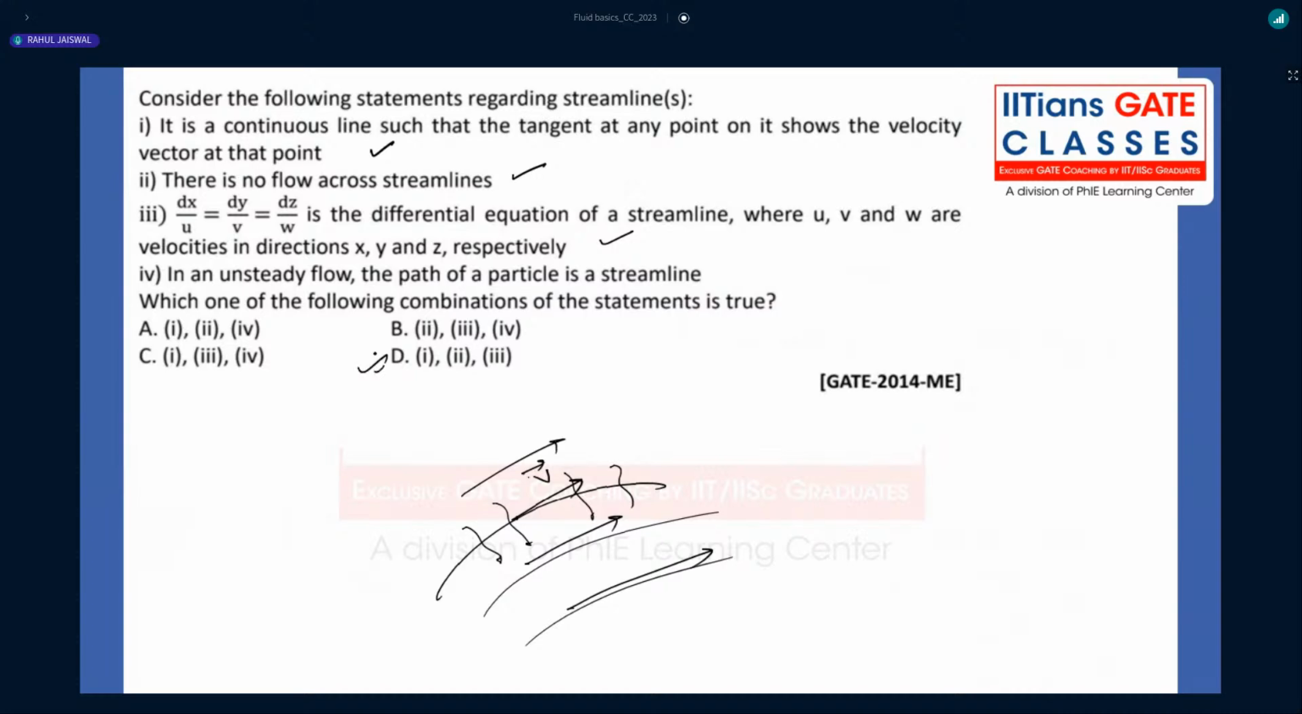D. Now think of this fourth option. In an unsteady flow, the path of the particle is a streamline. Once again, it is wrong, because for unsteady flow, streamline will not be equal to path line, will not be equal to streak line, right? There's no permutation combination that, sir, in an unsteady flow, streamline and path line will be equal. Maybe streamline and streak lines are not equal. It is not like that. In an unsteady flow, path of the particle is not a streamline. So fourth option is incorrect.